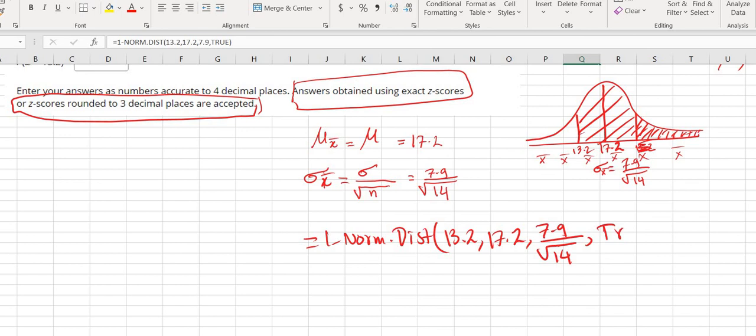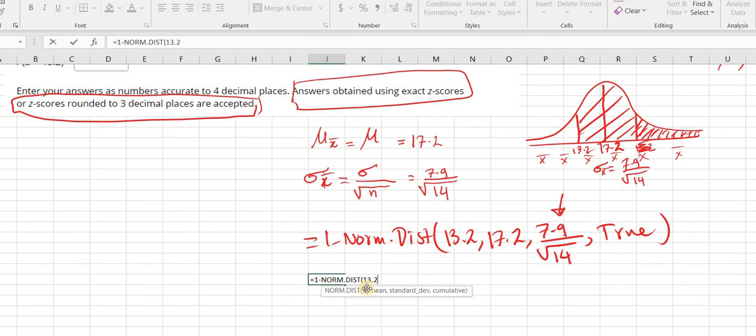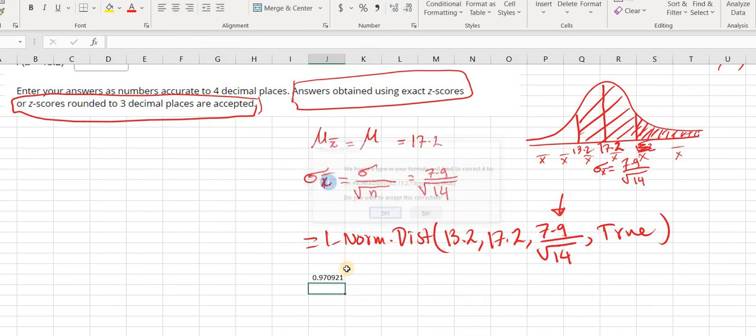comma, true. Now note that you can compute this outside and then click on the cell, or you can plug it into your formula. I'm going to plug it in my formula. It's just the way I wanted to do it. 13.2, comma, 17.2, comma, 7.9 divided by SQRT of 14, and then comma, true. And that is going to be the answer. I'm going to round this to 4 decimals, and then I'm going to copy it and paste it into my answer box.